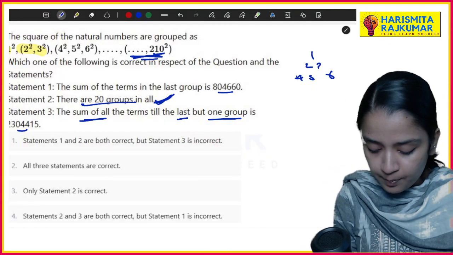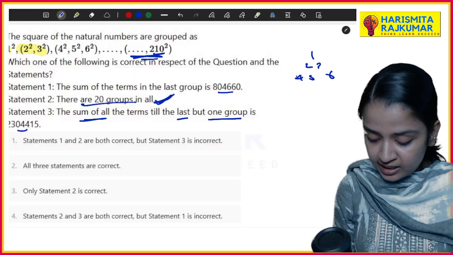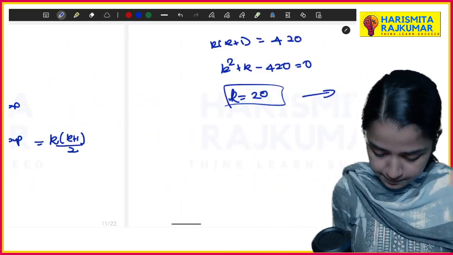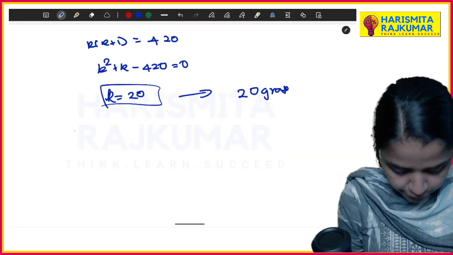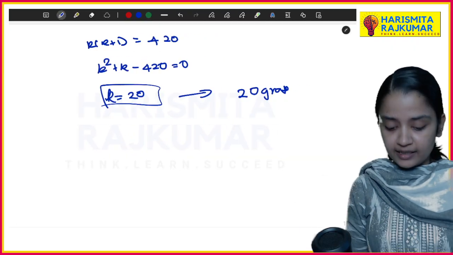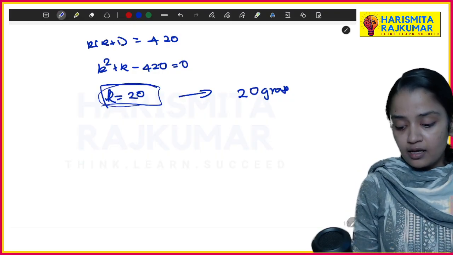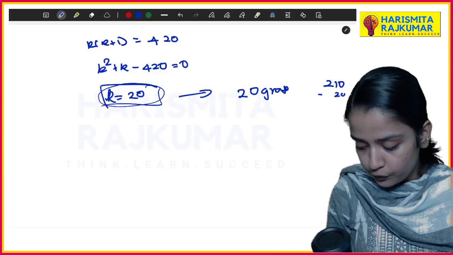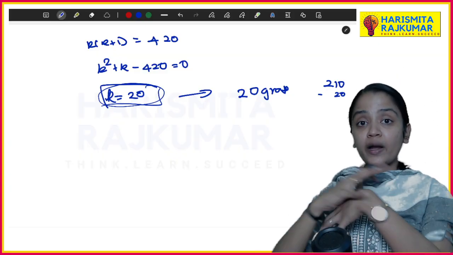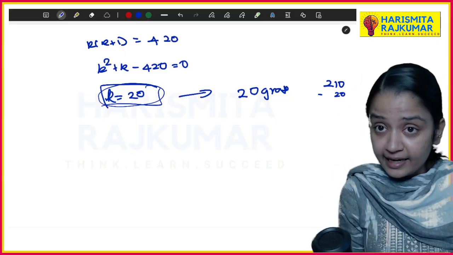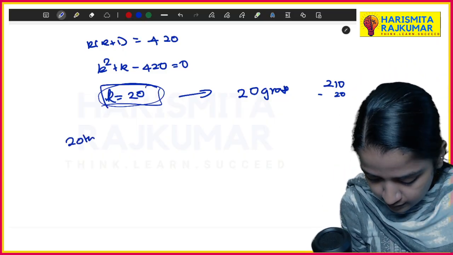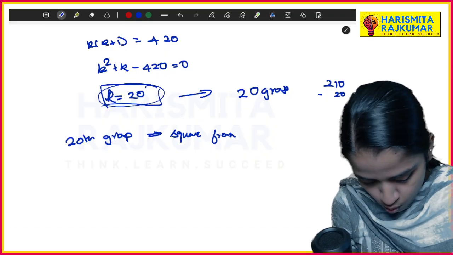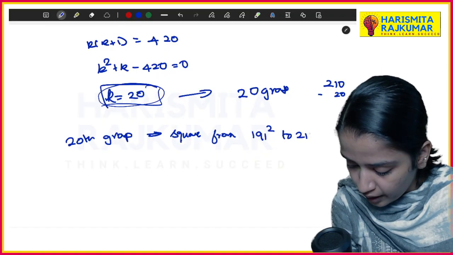Option 3: the sum of all the terms until the last one group is this much. Okay, the sum of all terms till the last group. So what are you doing? You have to take the sum of the remaining terms. The last number is 210, so minus 20, since you have 20 terms in your last group. So you will be finding sums from the 20th group, that is squares from 191 square to 210 square.